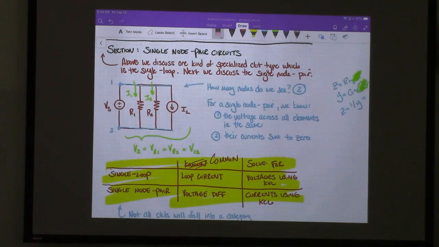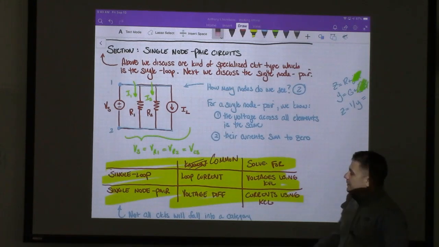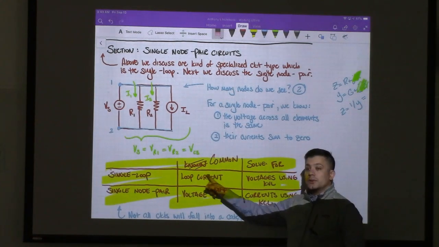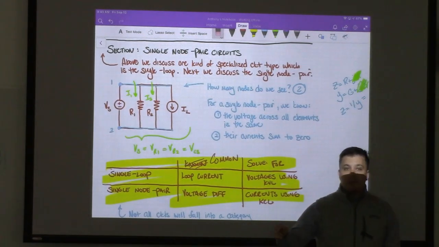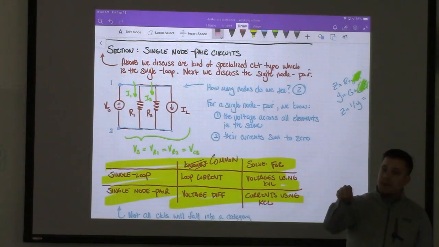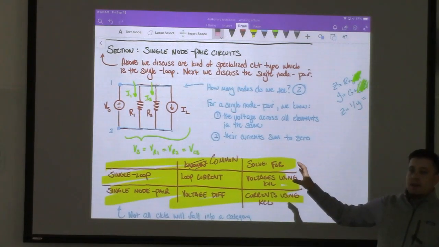So I don't know if I would put it that way. Here's the way that I would put it. Problems become easier whenever you reduce the number of variables. In a single loop circuit, there's only one current, which makes the problem easier to solve because we can isolate that and say, first we come up with the current, and then everything else can be taken away from that.